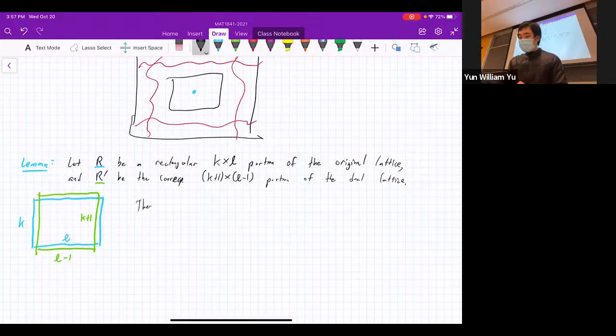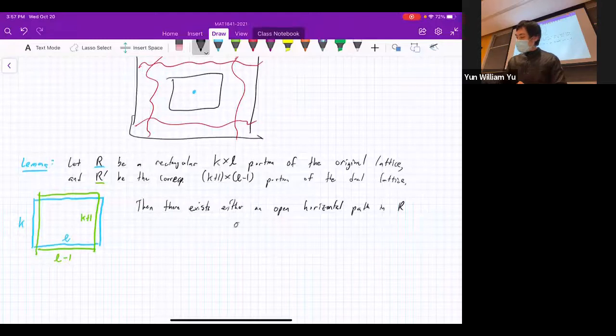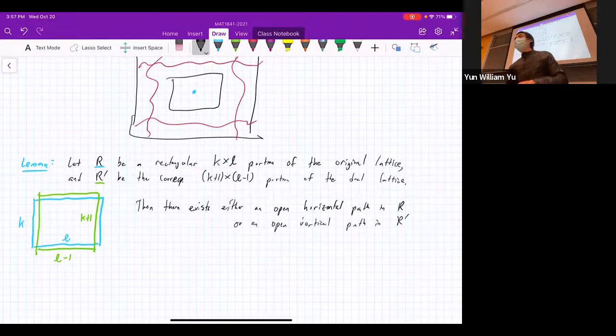Okay, and what we're going to prove is that there must exist either an open horizontal path in R, or an open vertical path in R prime. Okay, that sort of makes sense, right? I mean, it doesn't necessarily make sense without looking at it a little bit more carefully, but intuitively, if you have a vertical path, then you can't have a horizontal path in the dual. And if you have a horizontal path, then you can't have a vertical path in the dual. And what we're going to show is that those are entirely equivalent. So if you don't have a horizontal path, then you must have a vertical path in the other one because it cuts it off. And so we're able to show that.